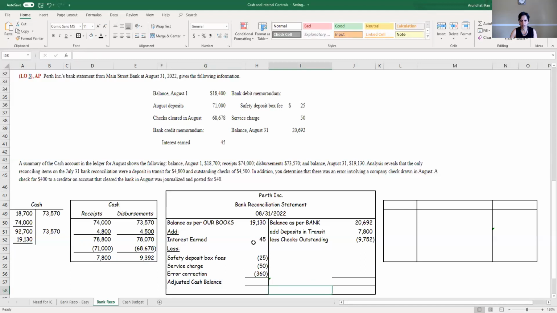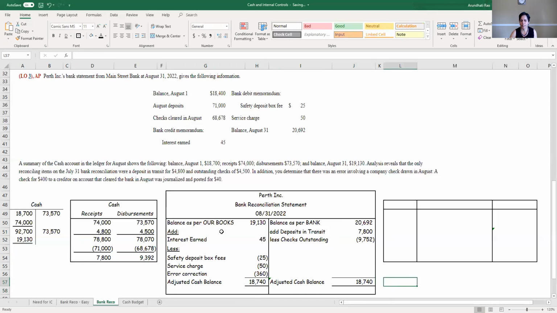Okay, so add up all the information over here on this side. And when we do that, we arrive at 18,740. Do the same thing on this side. You add up all the information, and what you should arrive at over here should be the same number, 18,740. Only then you know that you have the correct answer. Your bank reconciliation is complete.